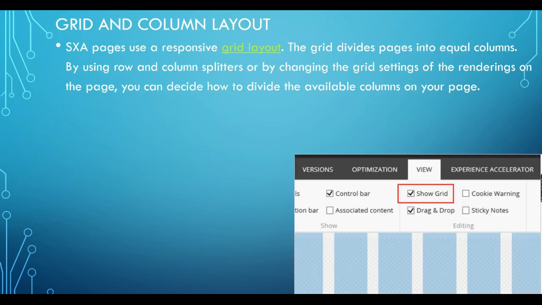Grid and column layout. SXA has a responsive grid and column layout, so it will adjust according to the devices. You need to enable the grid and column layout. In the view menu, you have to go to show and grid. So here we have row and column splitters.